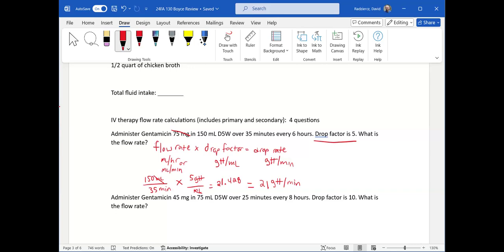But when I make up these questions, just kind of plugging in numbers, I'm purposely trying to make it look like this doesn't look right. What's going on here? And then to challenge you to pay attention to your rounding rules and what those rounding rules are. And when you deal with drop rates, you want to make sure you round to the nearest whole number.